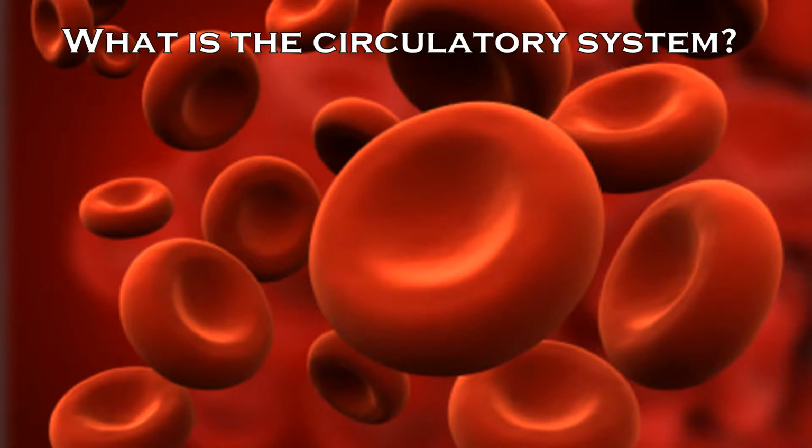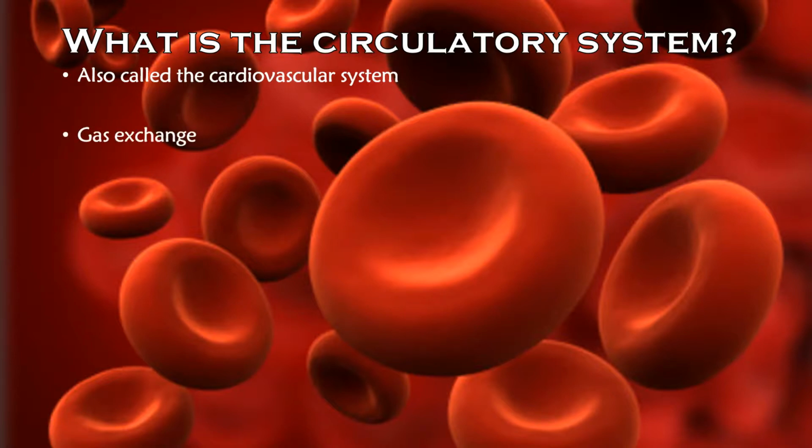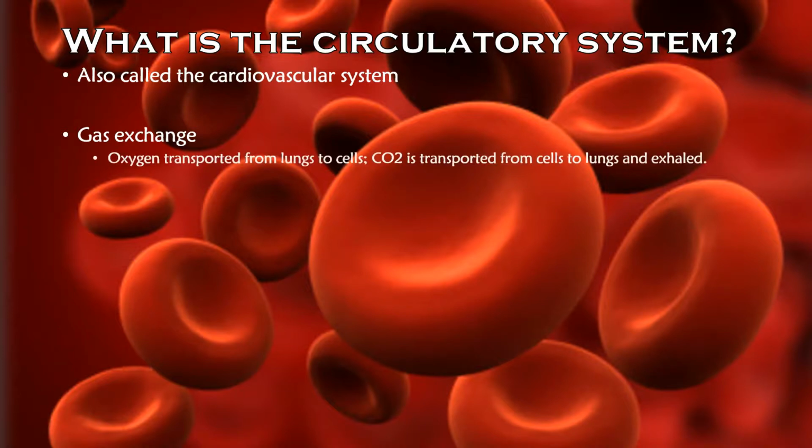So, what is the circulatory system? Well, first, it's also called the cardiovascular system, and its primary function is gas exchange. So when we inhale, oxygen is transported from the lungs to cells, and then CO2 is transported from the cells to the lungs to be exhaled. So when we are exhaling carbon dioxide.